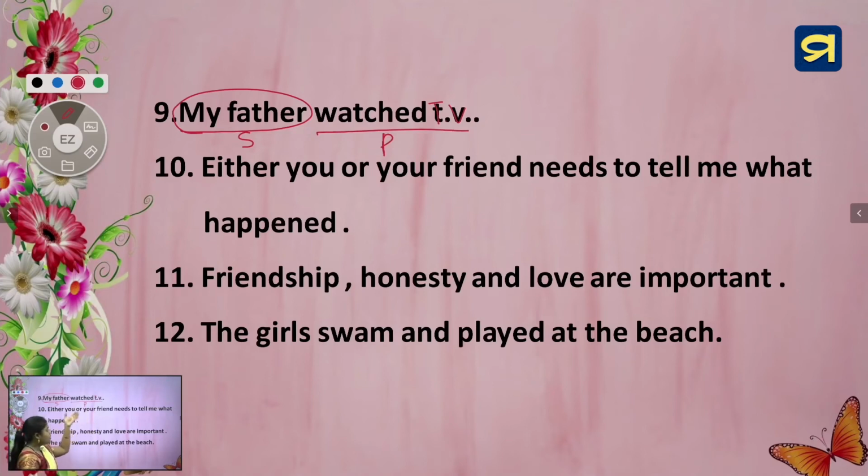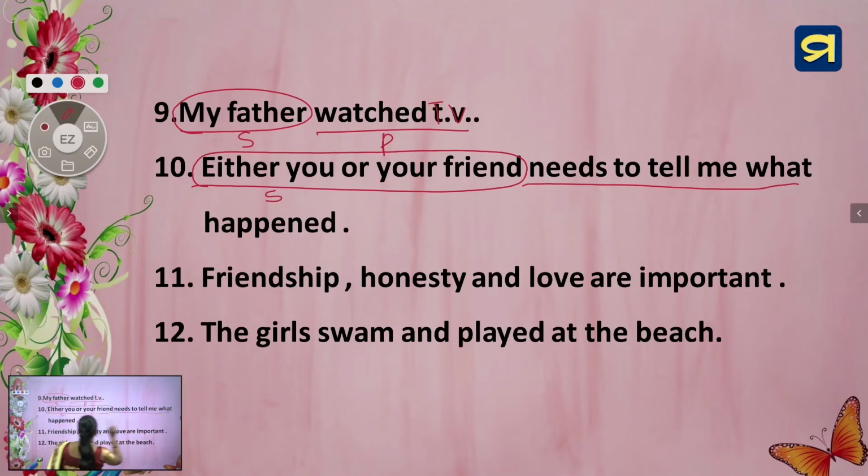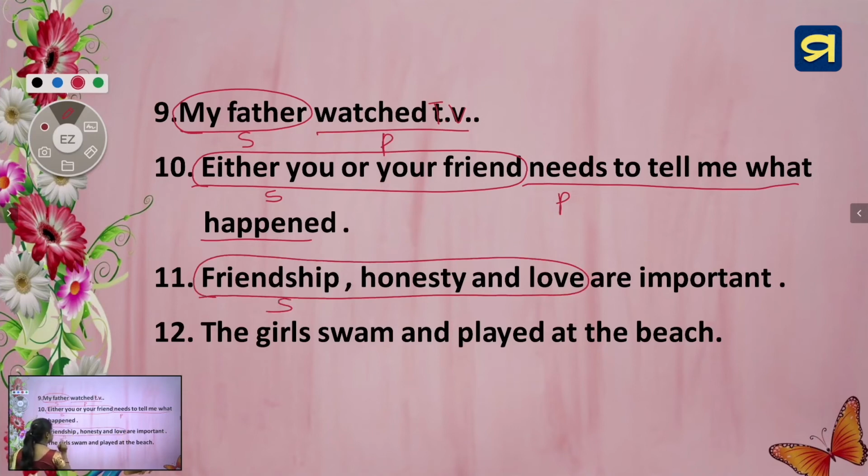Either you or your friend needs to tell me what happened. So who needs to tell me what happened? Either you or your friend. Okay, so this is the subject, and this part is the predicate. Okay. Next, friendship, honesty and love are important. Okay, so friendship, honesty and love is the subject, and are important is the predicate.